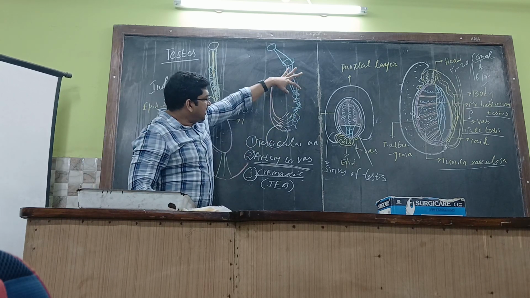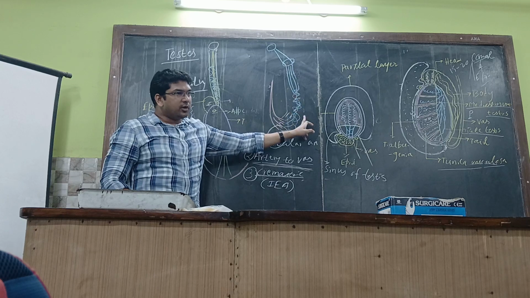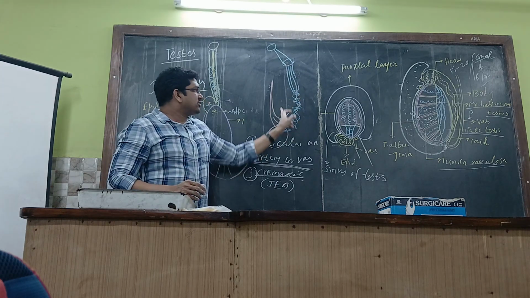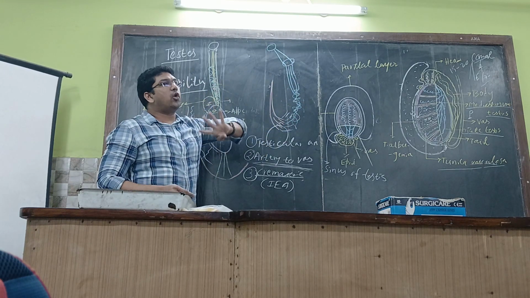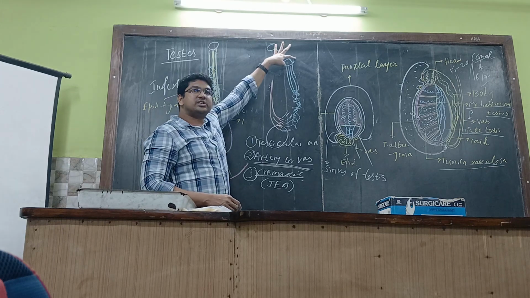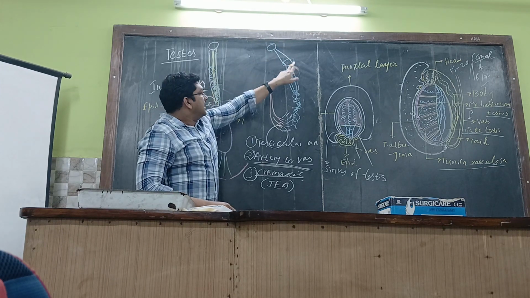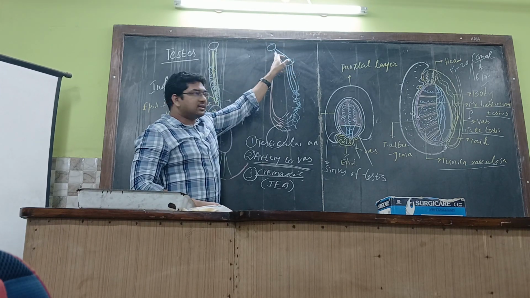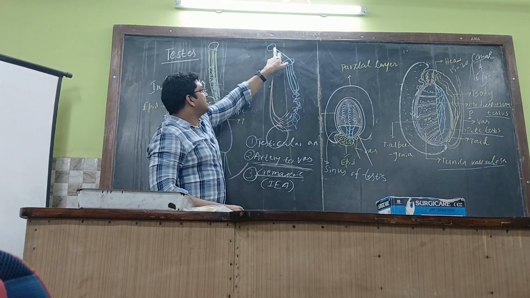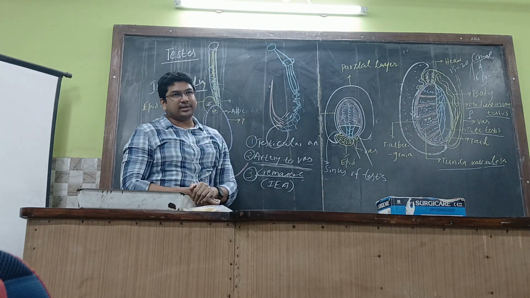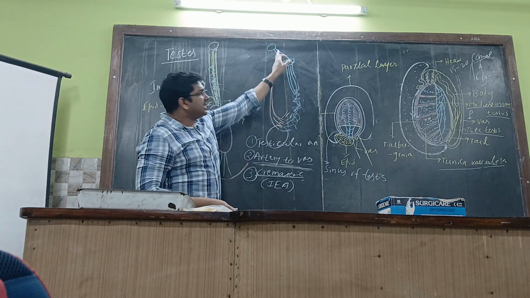Okay. So whenever the pampiniform plexus of veins is formed over here, all the plexus will be joined together and form finally 4 veins whenever it is reaching the superficial inguinal ring. Whenever these 4 veins join together, that will be forming 2 veins whenever it is reaching the deep inguinal ring over here. Getting it or not? This numbering is important.